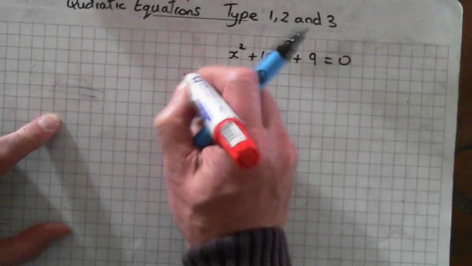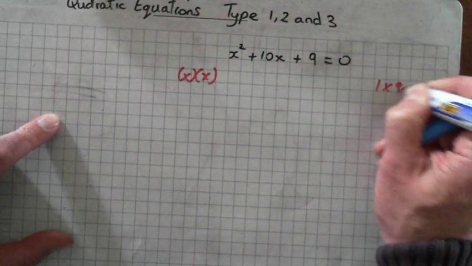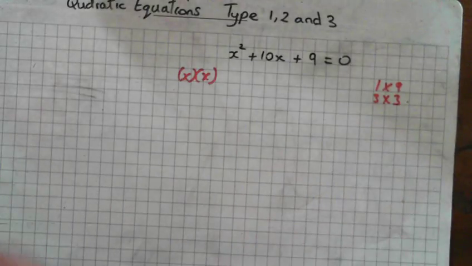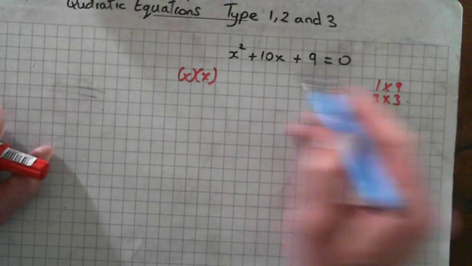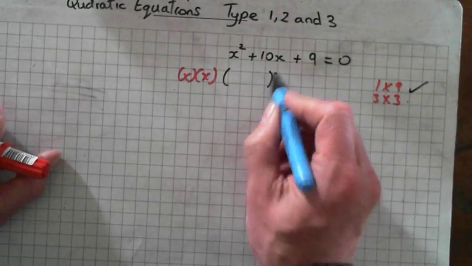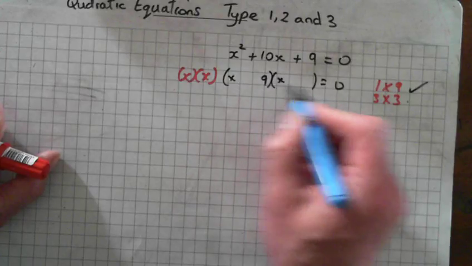Bit of space. Right, the factors of x squared are x and x. Factors of 9 are 1 by 9 and 3 by 3. Which pair adds up to give me 10? 1 and 9 give me 10. Okay, so x, 9 and 1.